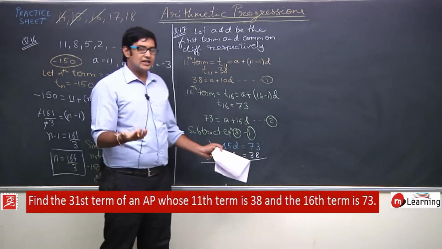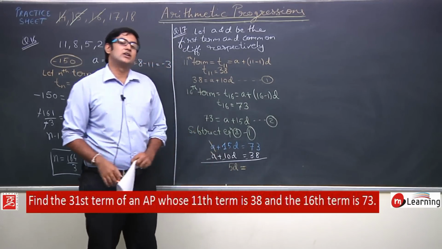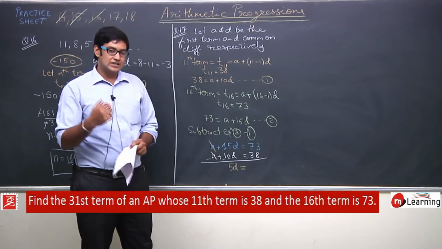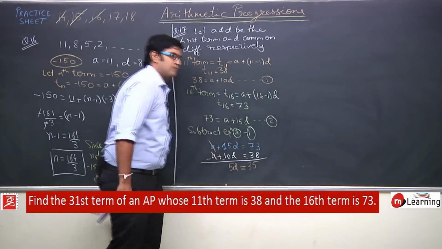So 33, that is what I need to add, and 2, that is because it is 38. So I will say 33 plus 2, that is 35. So this is equal to 35.